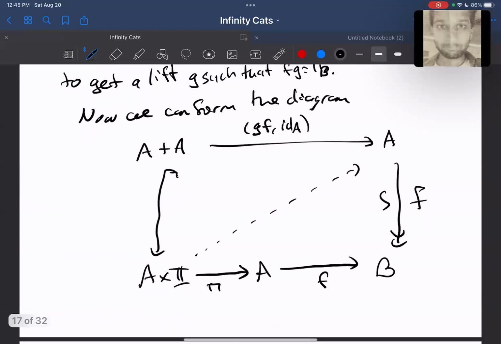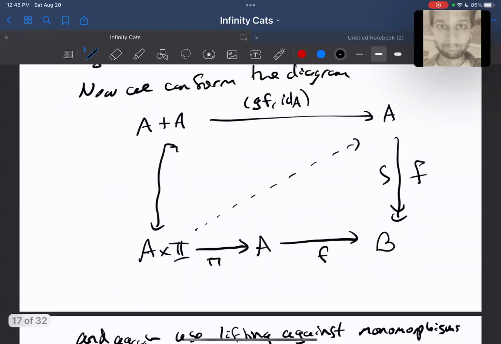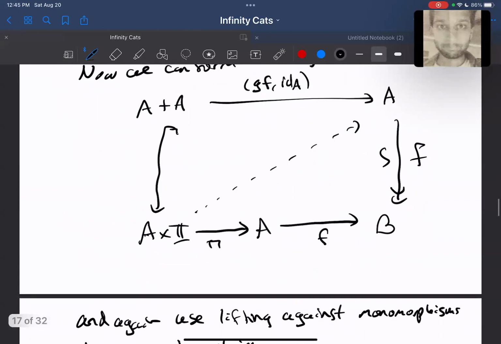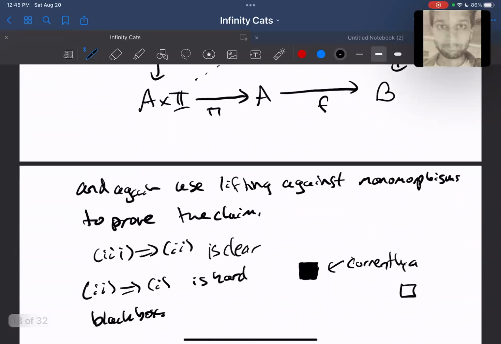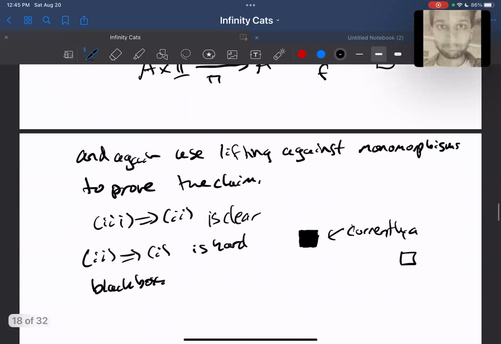this, because this is like A times an interval. So in this one, you're including into the domain, and this one you're including into the codomain. You're going to have a lift against this because F is a trivial fibration, and this is a monomorphism. And this is going to give you your split fiber homotopy equivalence. And the proof that 2 implies 1 is rather hard, so we're going to black box that for now.